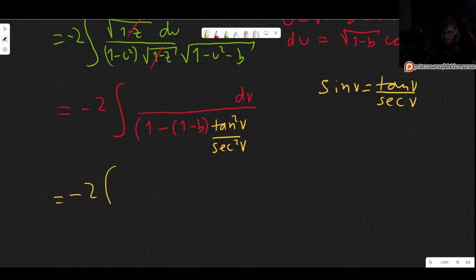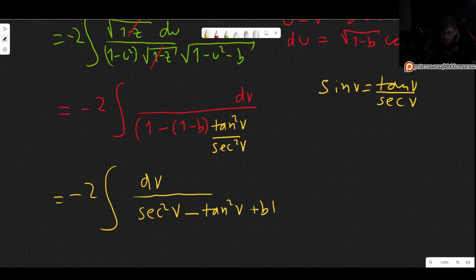So we have minus 2 times the integral of dv. Okay, and let's see. So here we take a common denominator and we get secant squared of v minus, and now let's multiply through, so we get minus 1 times the tangent squared, so minus tangent squared of v, and then plus b tangent squared of v, and all of this divided by the secant squared of v. But since this is 1 divided by something divided by the secant squared of v, we can write the secant squared of v here in the numerator, secant squared of v dv.